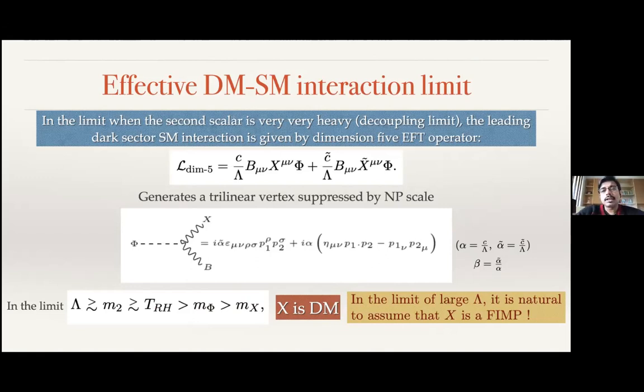As I said, this C and C tilde will always be your parameters. So both are present. If you write one, you cannot ignore the other, because both are allowed by the symmetry. All right, so let's proceed further then. These are basically the parameters of your model.